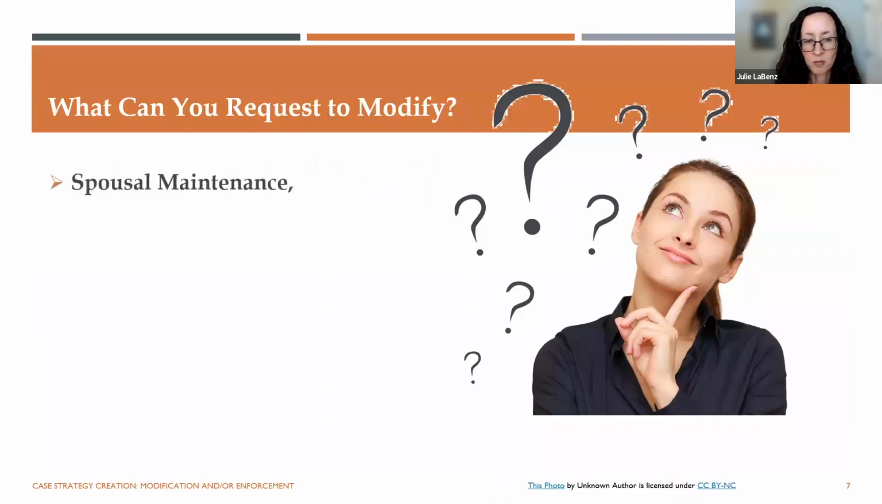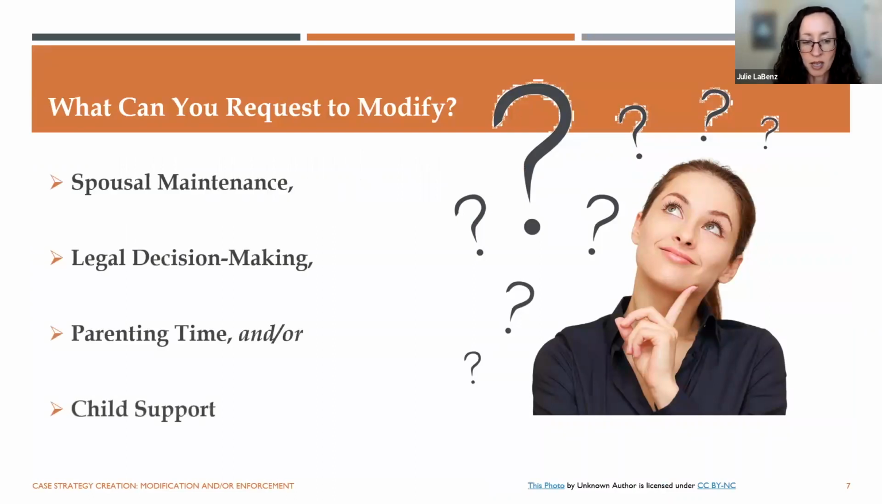What can you request to modify? Spousal maintenance, legal decision-making, parenting time, and/or child support. You'll notice missing from this list is property. So if you had an underlying divorce and you're unhappy with the property division provisions of your decree, those in general cannot be modified.